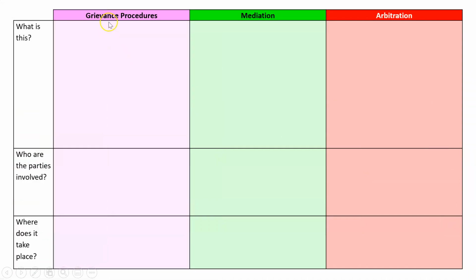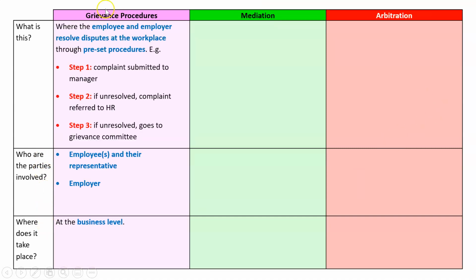So what we need to know for each one is what is it, who's involved, and where does it take place? Let's look at grievance procedures. This is where the employee and the employer resolve a dispute using preset procedures. It's probably going to be listed in the workplace contract, whether it's the award, the collective agreement, enterprise agreement or individual contract. There's a series of steps: we do this, if that doesn't work, we do that, and if that doesn't work, we do this. So who's involved? The employees and their representatives, like someone from the union or your lawyer, a more senior employee, and your employer. It's done at the business level, at the workplace.